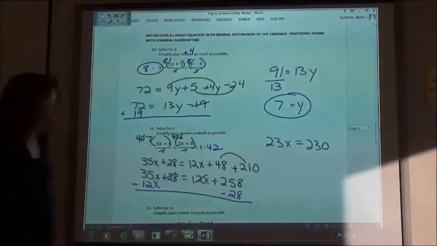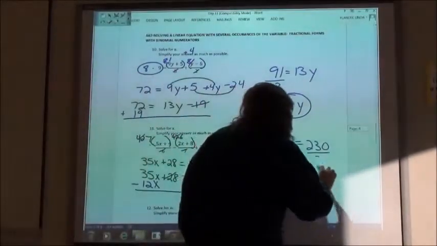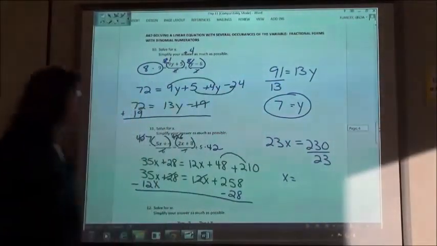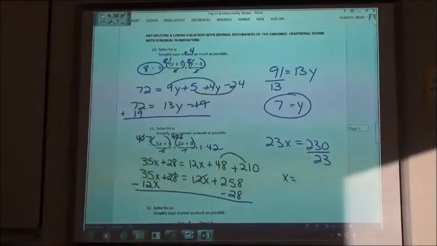So then we divide 230 over 23. Which one's in front of the x? That's the one that's always on the bottom. Oh, okay, I better remember that. 23x over 23.